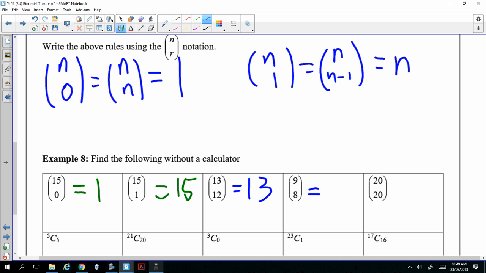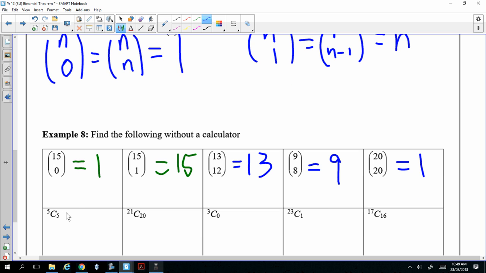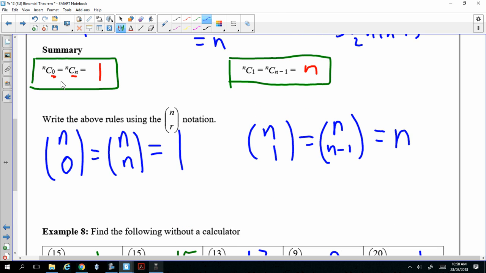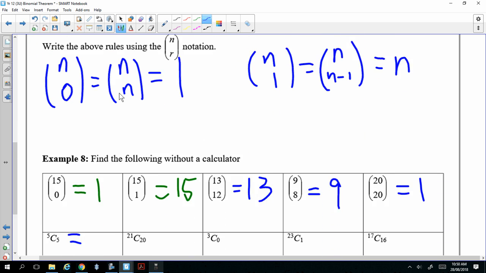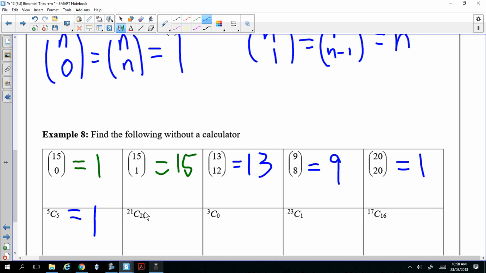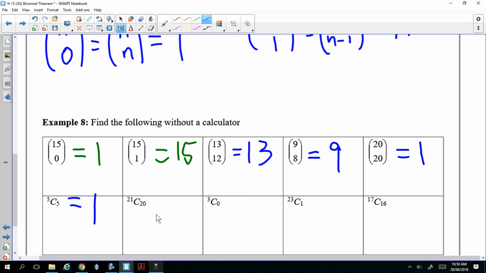All right. And of course, get familiar with the C formula. 5C5, have a try. Look at this rule. 5C5 is equal to 1. Right? Okay, good. 21C20 is 21, very good. 3C0 is 1, good. 23C1, yep, you all know this. Very good. Last one. Okay, well, got it. Excellent.